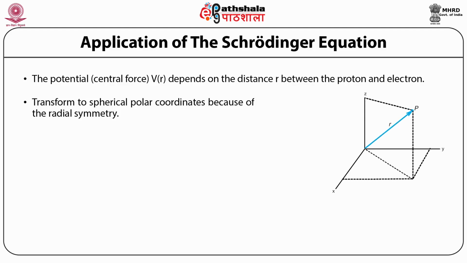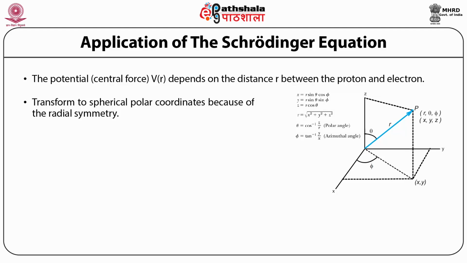So we can write r is equal to the root of x square plus y square plus z square, and theta is equal to cos inverse of z by r, that is the polar angle, and phi is equal to tan inverse of y by x. So theta is the polar angle and phi is the azimuthal angle.